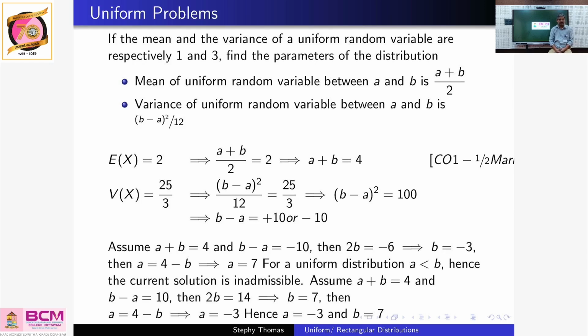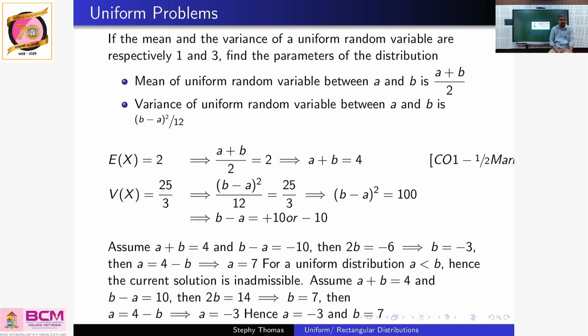We have a plus b is equal to 4, and b minus a is equal to 10. When we assume b minus a is equal to minus 10, we will get 2b is equal to minus 6, or b is equal to minus 3, and a equal to 7, which is contradictory because we are assuming that a is less than b.